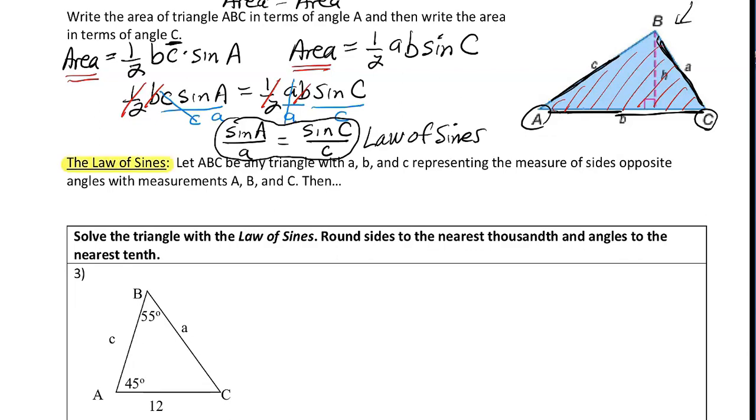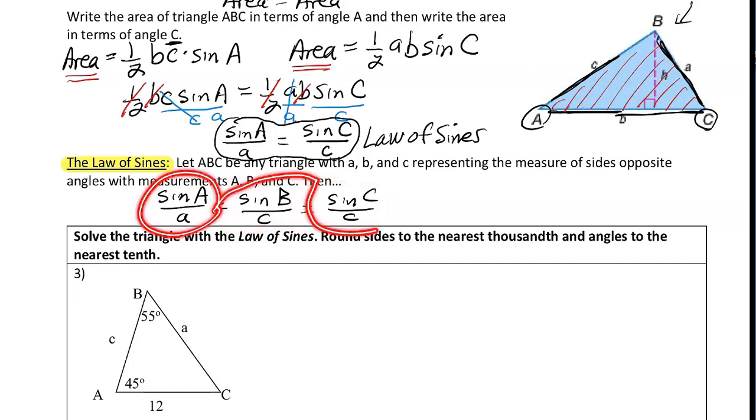So the law of sines: let triangle ABC be any triangle with sides a, b, and c representing the measure of the sides opposite of those angles, A, B, and C. Then we have a couple different ways that we could write it. We could say sine of A over lowercase a equals sine of B over lowercase b, and that would equal sine of C over lowercase c. Whenever we use this to solve, we only ever use two fractions to solve. We could use these two fractions, or we could use this equals this one. But it's true that all three are equal.